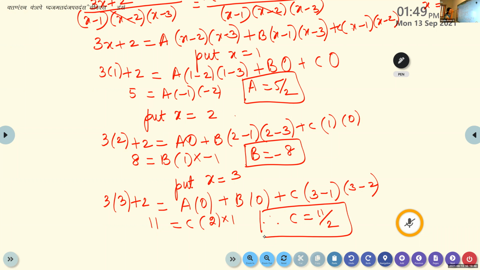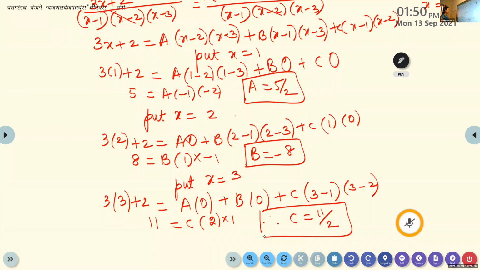So we got the values for the unknowns. A is 5 by 2, B is minus 8, and C is 11 by 2.